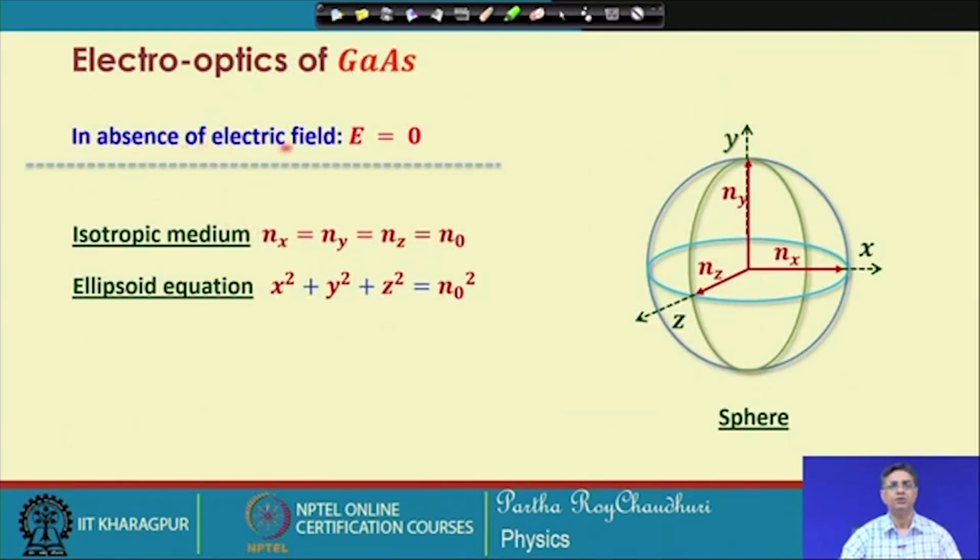So, in the absence of the electric field, E equal to 0, because it is an isotropic medium, n x, n y and n z, all of them are equal and equal to the ordinary refractive index n 0, and the ellipsoid equation becomes a sphere, given by this. So, n x, n y and n z, all of them are equal in magnitude.